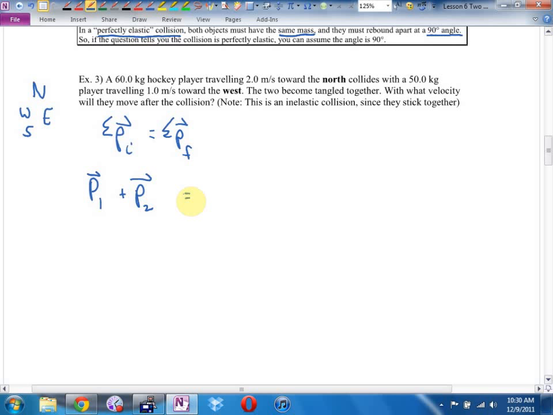Now, right now, some of you are saying, Mr. Dueck, this is almost exactly the same equation as you've used on the straight linear ones so far. Now, though, we are not going to say momentum is mass times velocity. We will eventually. Now we're going to draw a picture. What direction is the first hockey player traveling?